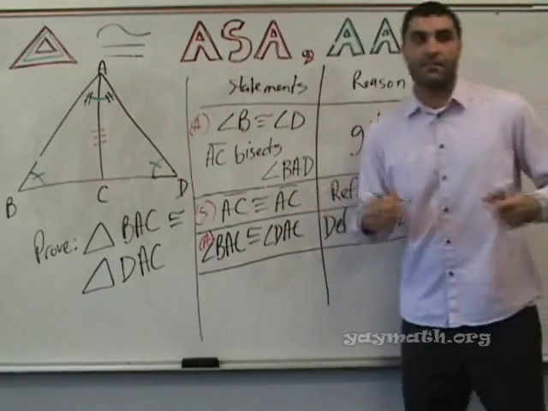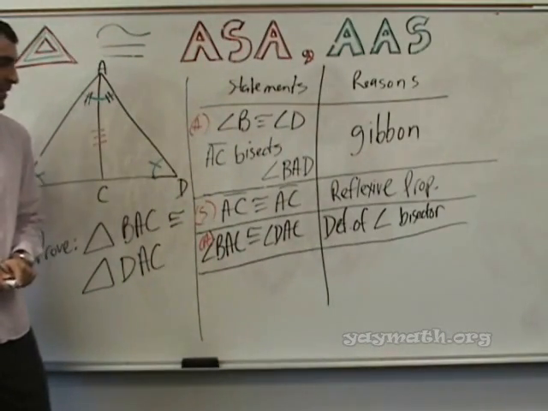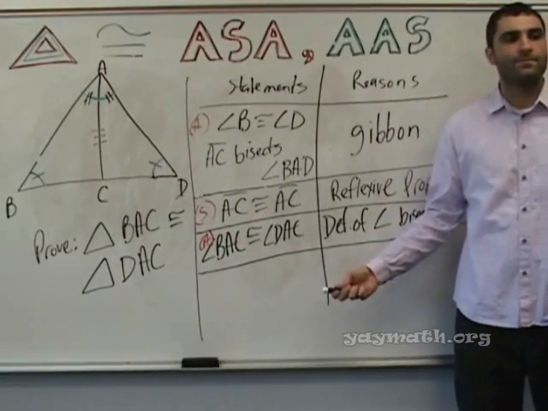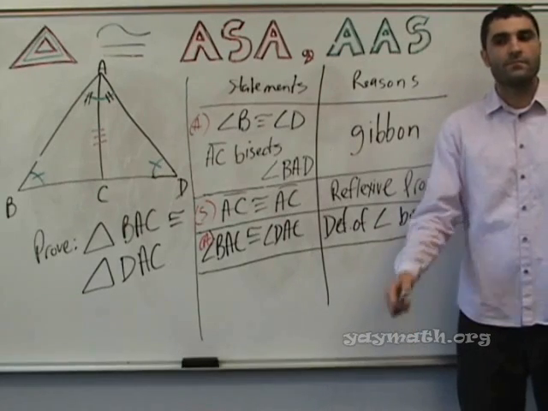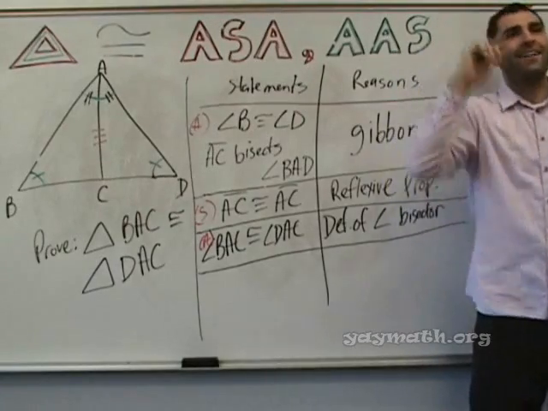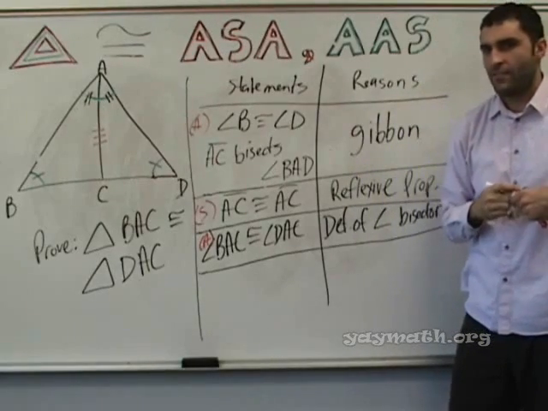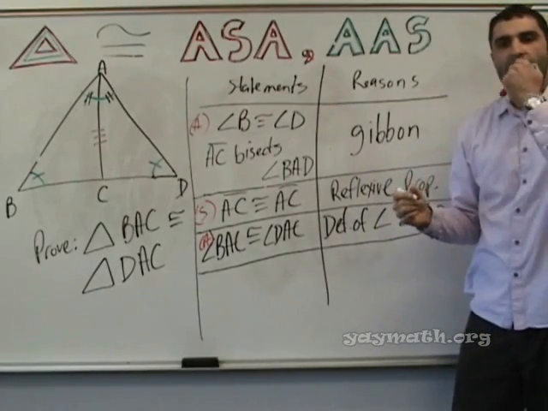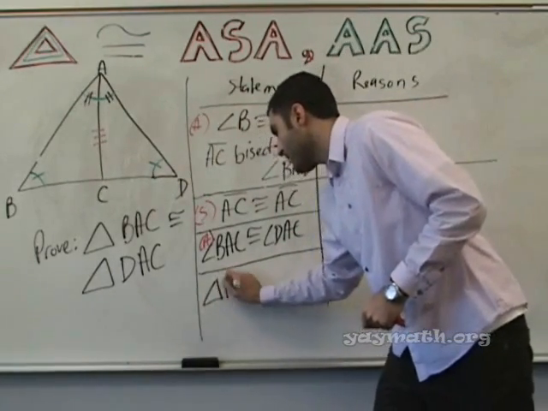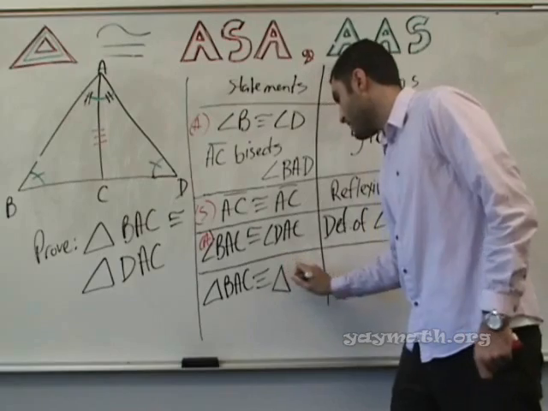Let me ask a more difficult question. What can we do now? Less direct. Here we go. What can we say now? You can conclude what? You can conclude that triangle BAC is congruent to triangle DAC.